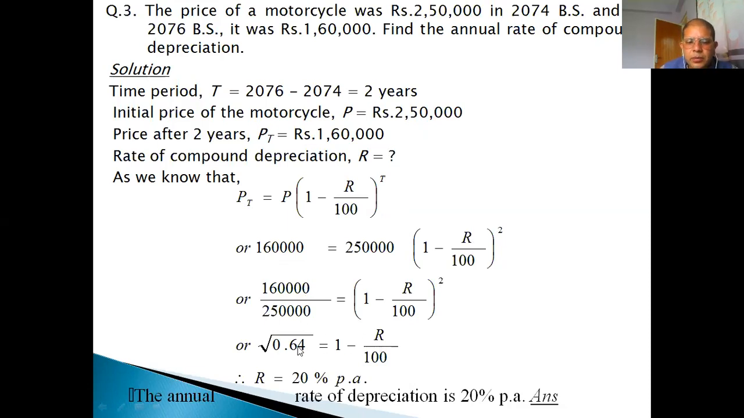Yes, root of 0.64 is 0.8. If you subtract it here, it is minus 0.2. Then do cross multiplication, you will get 20%. You should try this directly yourself, then you will get the answer.